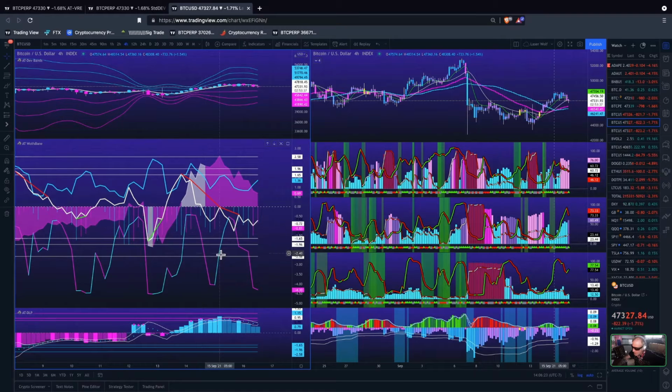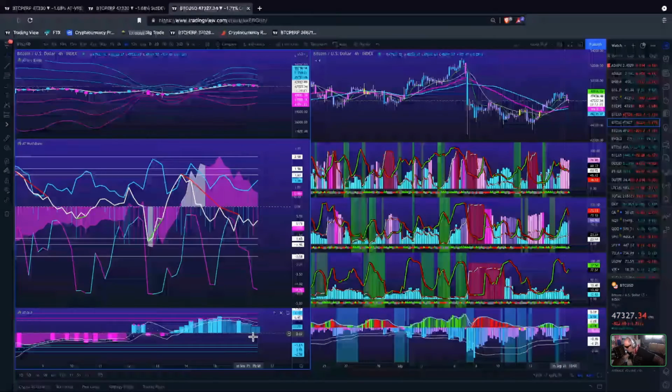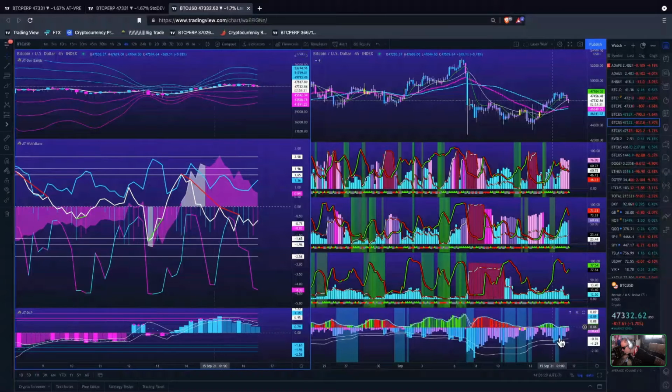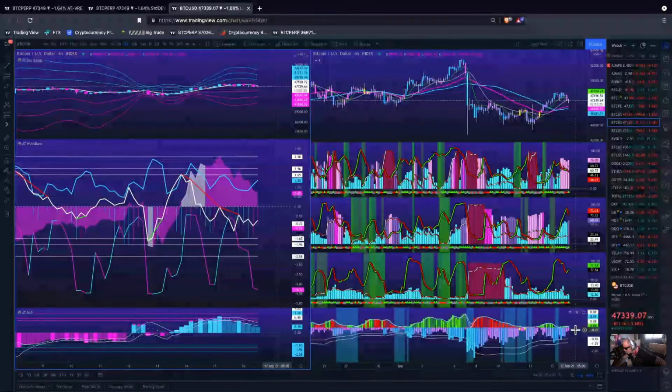Let's see, did we print? Yeah, we got a couple stabs of bear div on the DLP too. Entropy's going back into randomness right now.